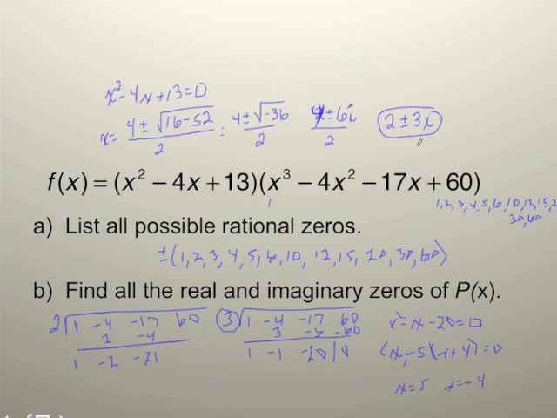The 3 had worked. So we've got the 2 plus or minus 3i, we've got that. Now we also have 3, 5, and negative 4. So 2 solutions from here and 3 solutions from here. We have all these solutions.